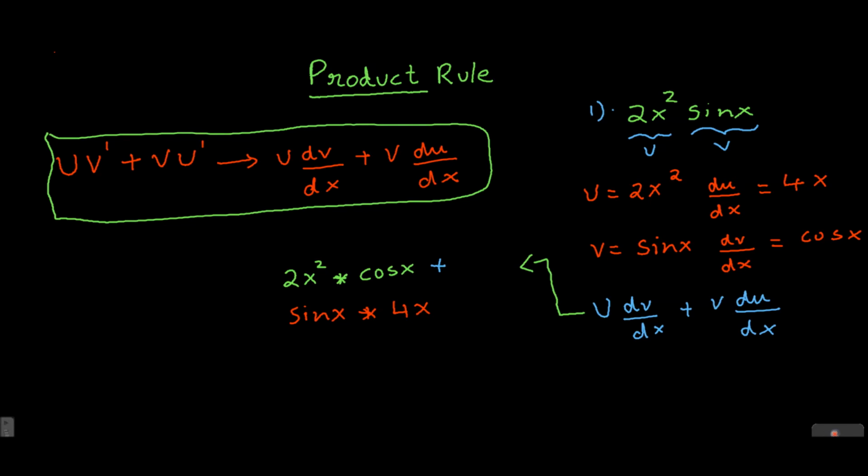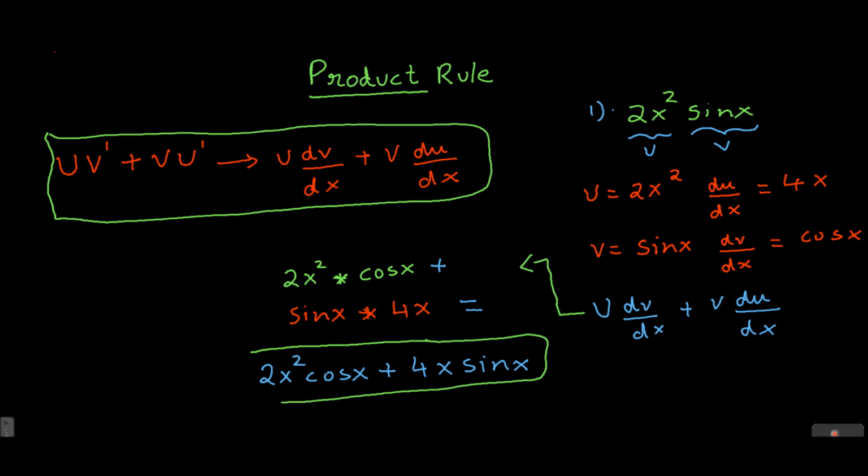So again, you just multiply them together. 2x squared times cosine x is just 2x squared cosine x, and sine x times 4x is plus 4x sine x. So here is the result. The derivative of 2x squared sine x is 2x squared cosine x plus 4x sine x.